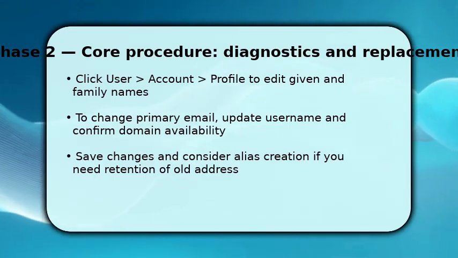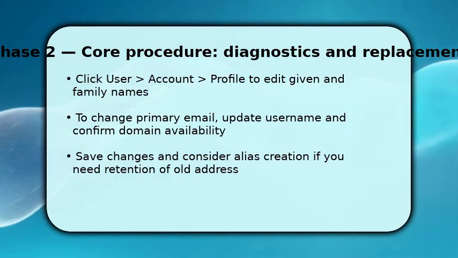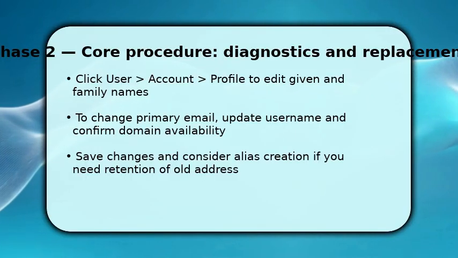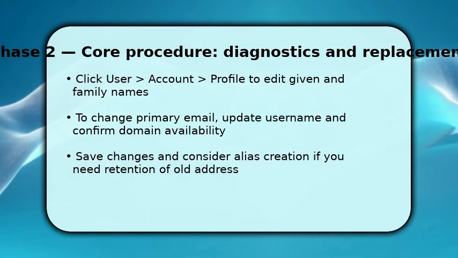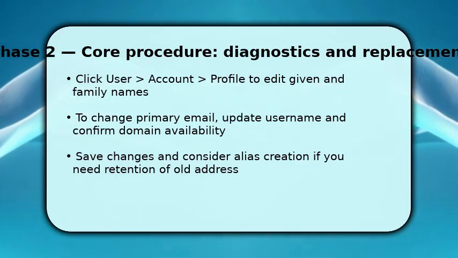If you must change the primary email, update the username and confirm the domain dropdown is correct, because changing the primary email can affect login and mailbox routing. Once done, hit Save, and consider adding the old address as an alias to preserve incoming mail. Make sure to communicate the update to the user so they can log back in if needed.